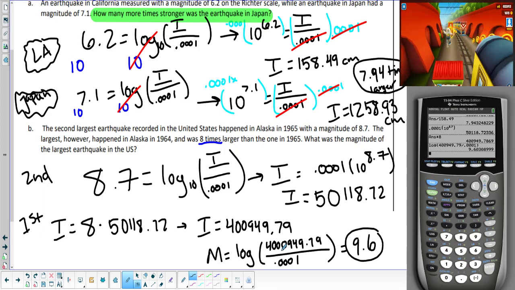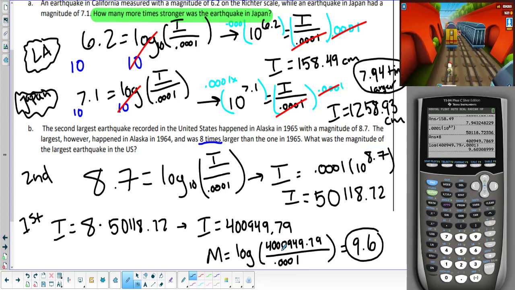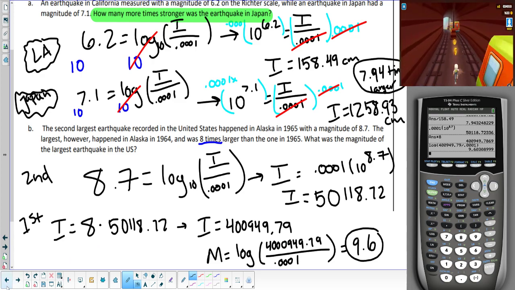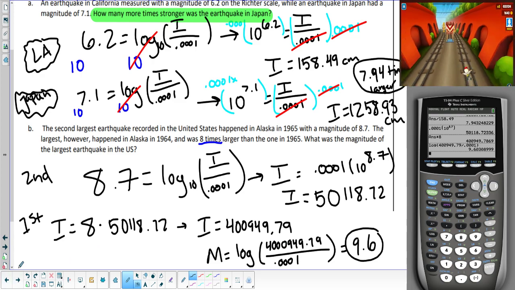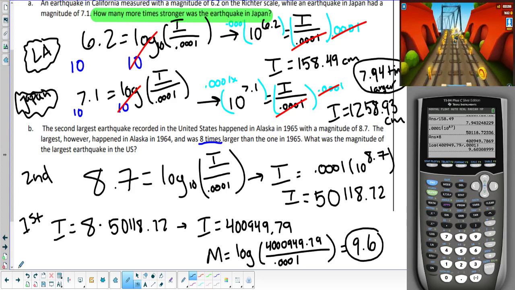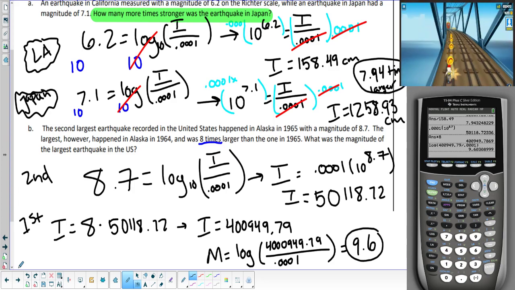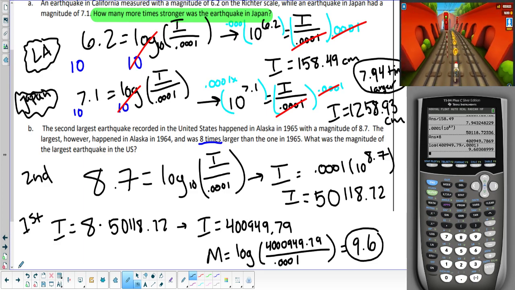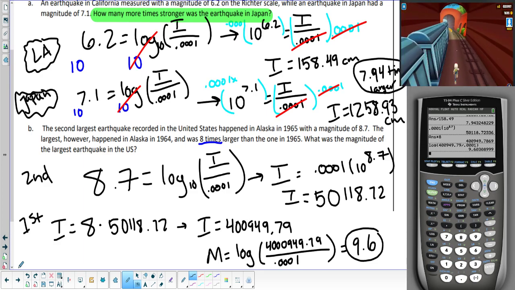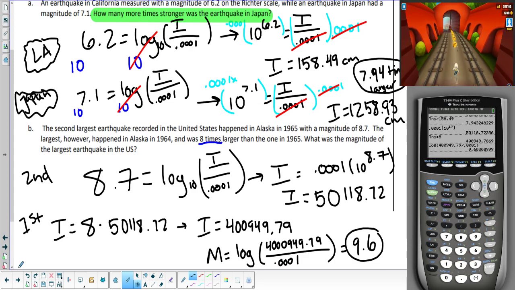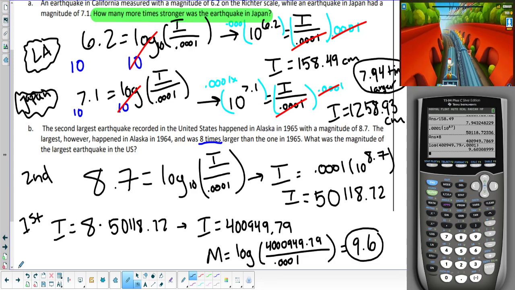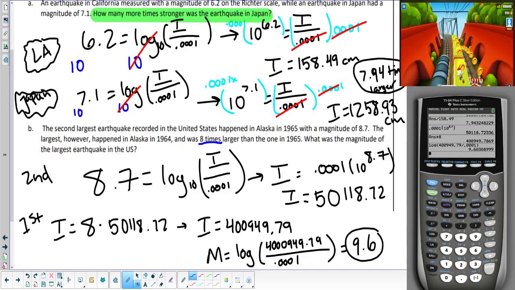All right, so there's the whole packet, or the whole page, I guess, front and back of logs. It's using log rules, solving logs. You can use this as notes on the test, and I highly recommend having your log and exponent rule sheet to help you on the test, okay? If you need help with the calculator, let me know. If you want to use Desmos, I can also help you with that to plug in values for log. But otherwise, good luck, have fun, and see you soon.